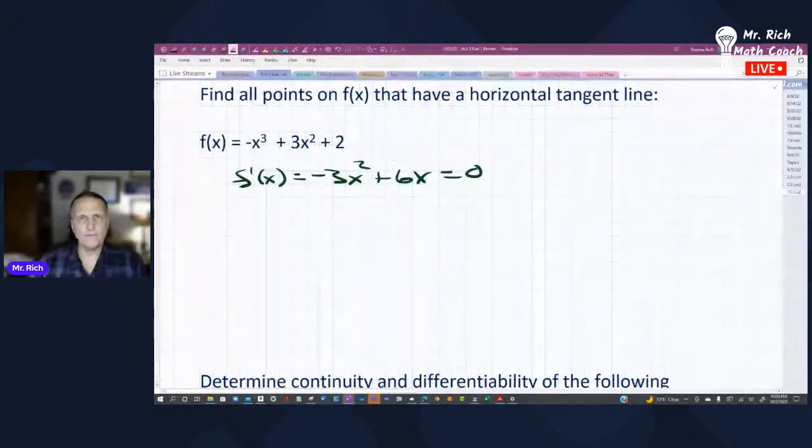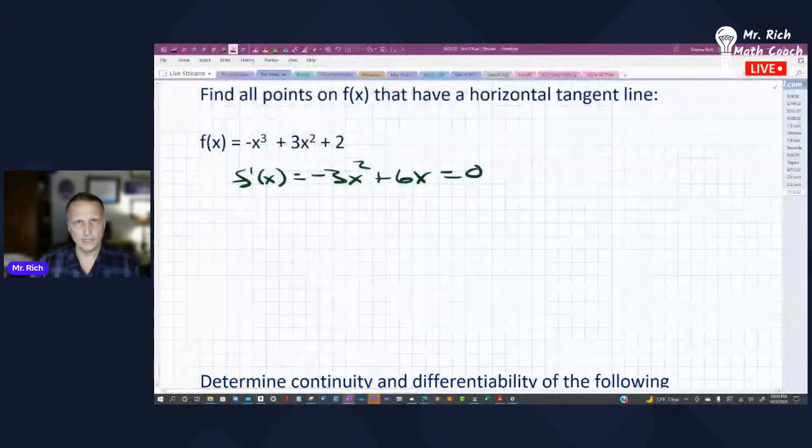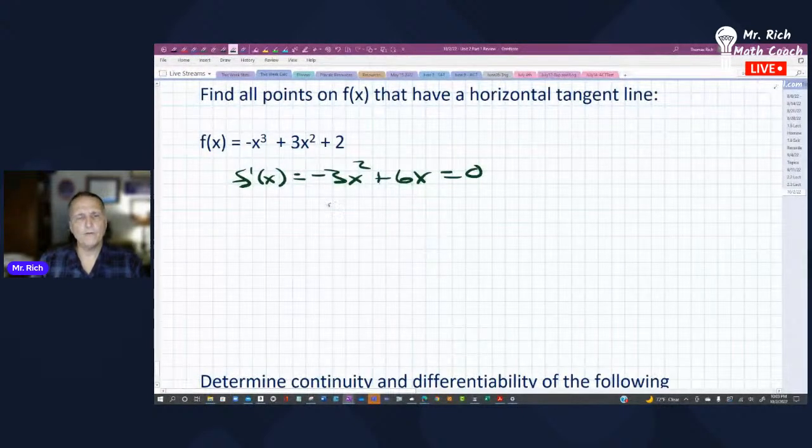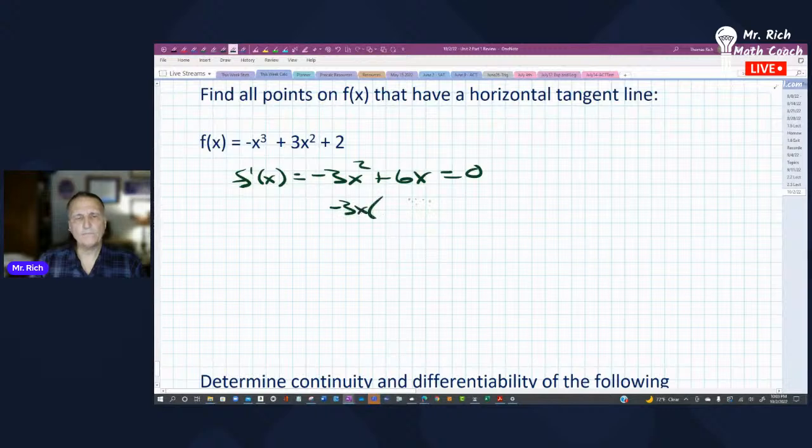Now, don't forget, if you're solving a nonlinear equation, you want to solve for x by factoring. You don't want to lose any of the solutions by dividing both sides by x. You would not do that. What I am going to do here is factor out a negative 3x. So when I do that, that's going to give me an x minus 2, x minus 2 equals 0. And then what I'm going to do is set each of those equal to 0.